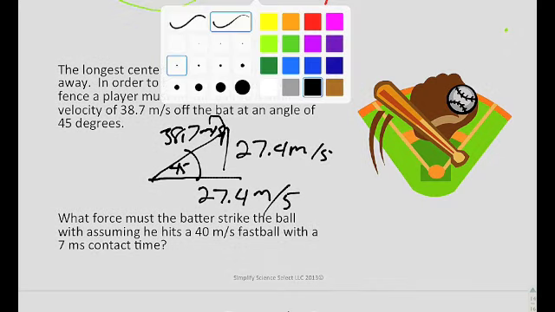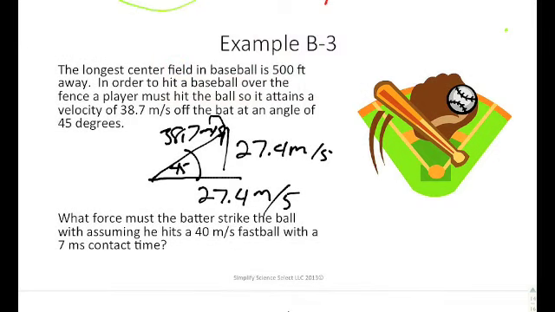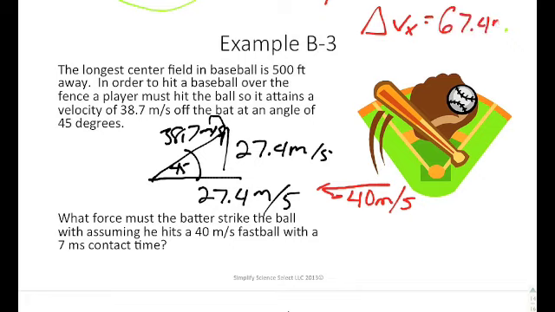So what I'm going to do now is draw the ball coming in. The ball is initially coming horizontally at a velocity of 40 meters per second. And I need to change the velocity of the ball from a negative 40 to a positive 27.4 meters per second. So the change in velocity in the x direction is going to be 67.4 meters per second. If you look, I'm going from 40 this way to 27.4 that way. But that's the change in velocity in the x direction.